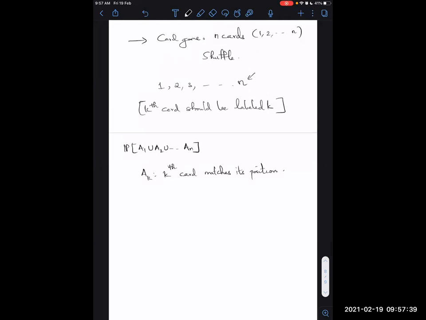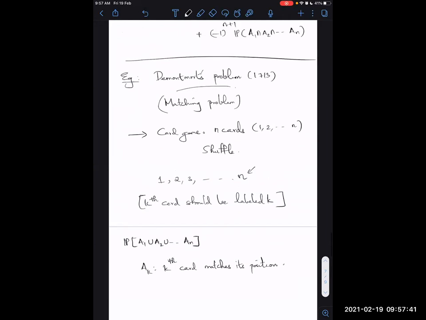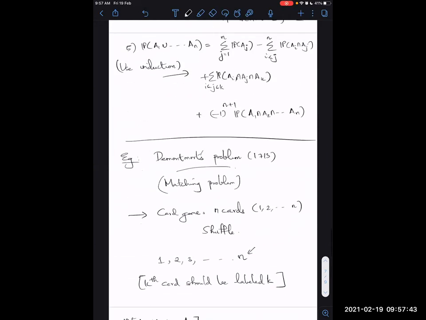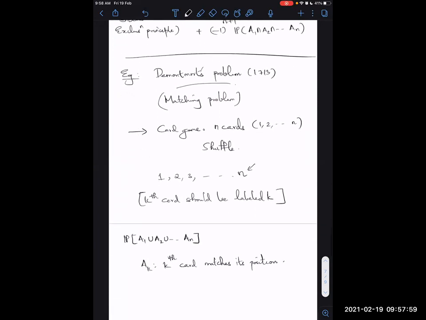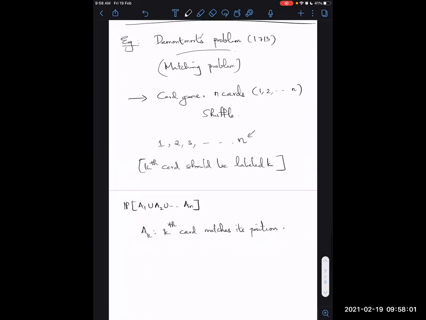And since we just saw the inclusion exclusion principle, this is called the inclusion exclusion principle because you are repeatedly including and excluding events. This would be an interesting application of that. And there are many ways to solve this problem. I'm just showing you one easy way, the easiest way that I know of to solve this problem.